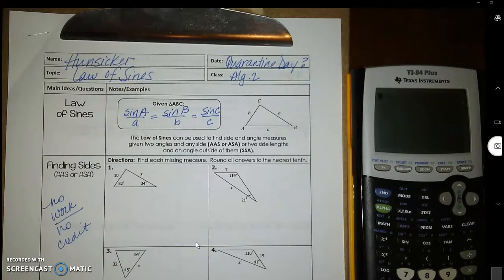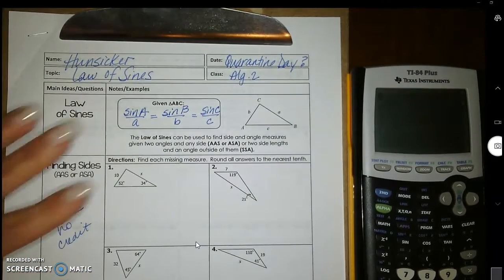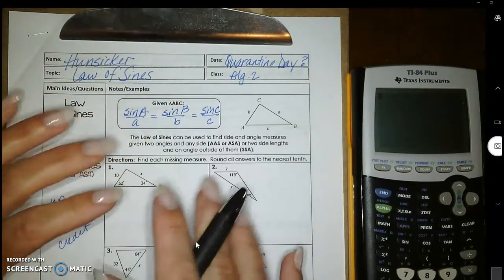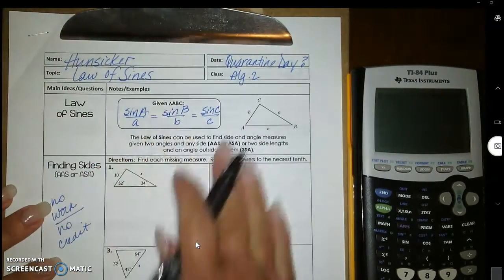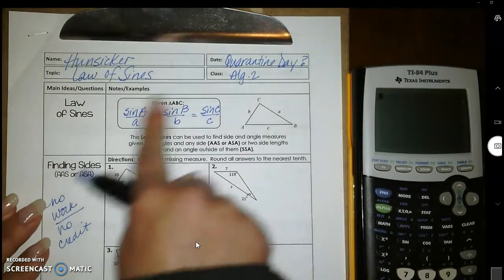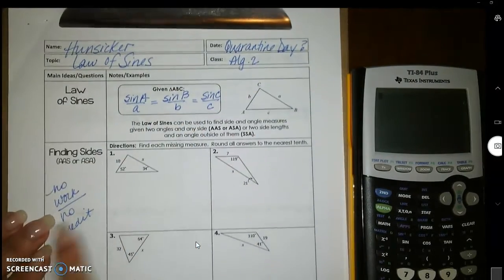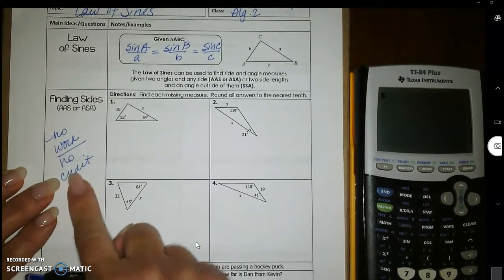Right, so there's a shortcut to everything, and I'm all about making things easier for you. I wanted to go through this paper with you and show you a couple of the shortcuts. Part of the reason you did the Flipgrid was to make sure you fully understood what was happening. But let's practice a little using the law of sines. Remember, these are the formulas we're going to be using. The only other thing I wanted to remind you about is that no work means no credit.